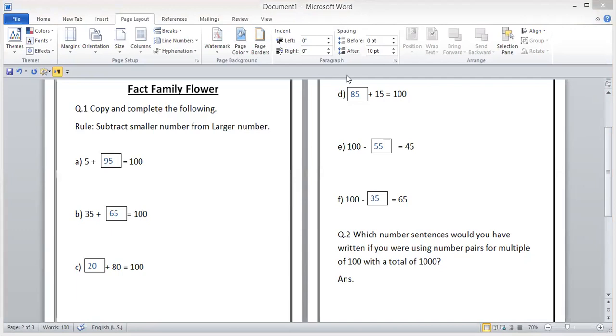For question number 2, please write a number sentence. Use any of the multiples of 100 to make a total of 1000. Yes, Ali Nizar, these are multiples of 100. But you have to use 2 multiples of 100 to make a pair that totals 1000.